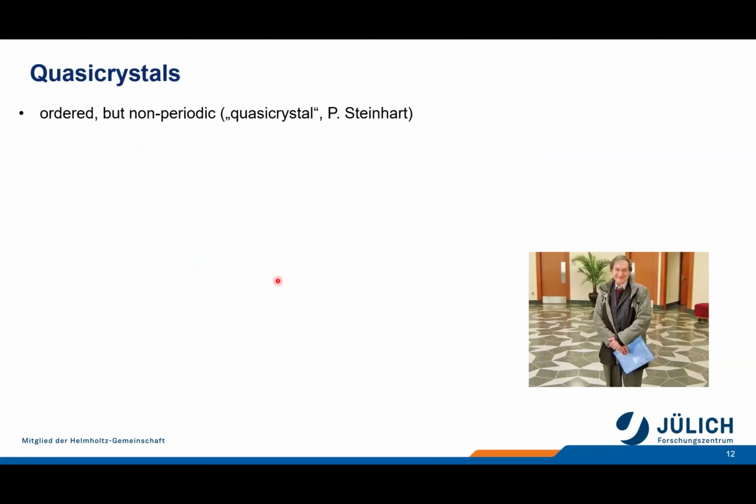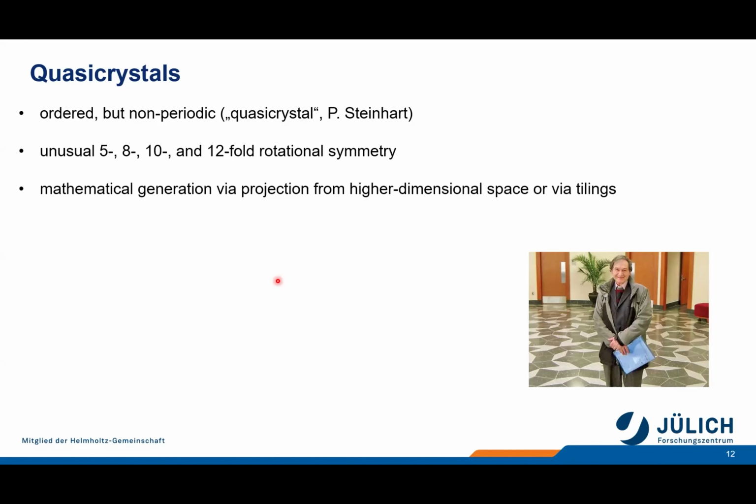So this just gives a brief introduction into what's special about quasicrystals. They are ordered, but non-periodic. The term quasicrystal was coined by Paul Steinhardt later, after the discovery of quasicrystals. They have unusual symmetries: 5, 8, 10, 12, even 18-fold rotational symmetries are possible. They can be mathematically generated by projection from higher dimensional space, say in 6 dimensions, where they would then have translational symmetry, or via tilings. And today we will use the tiling approach to work with quasicrystals. In experiments, they are generally made by rapid solidification of metal alloys.